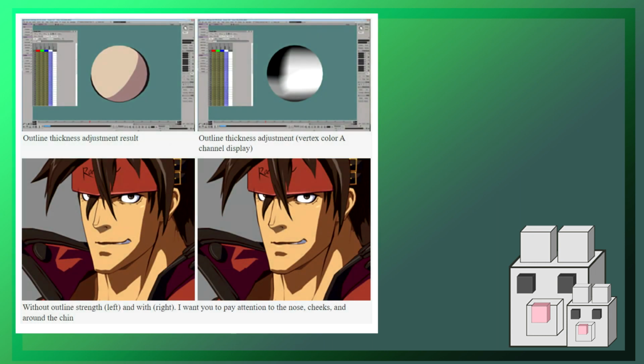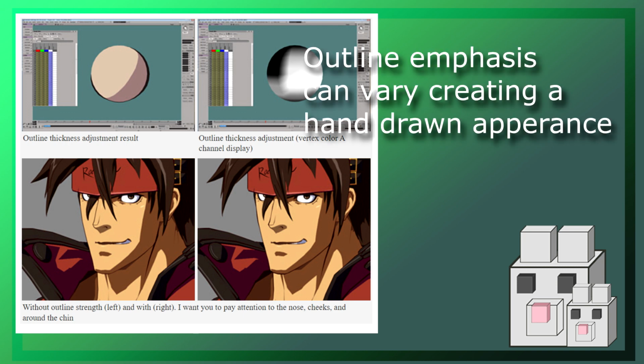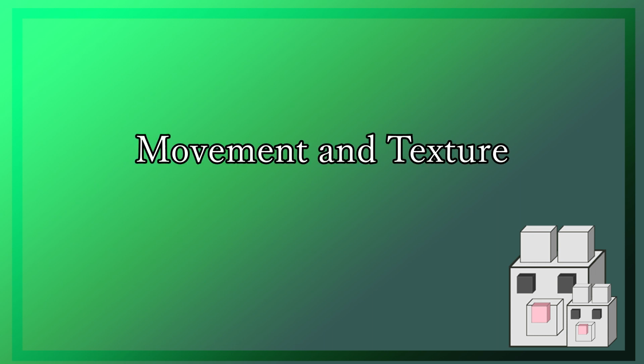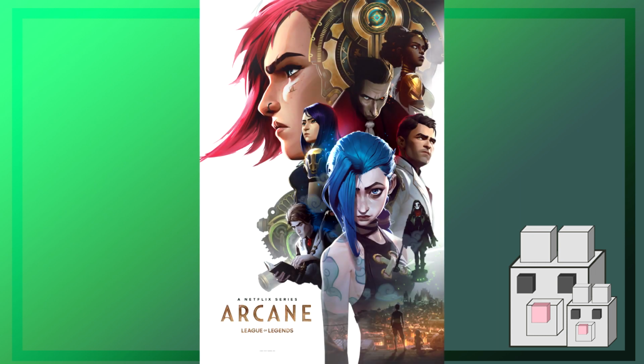Using the shader and adding some outlines, we can gain an appearance that is very toon-like. These outlines can be emphasized whether for dramatic effect or to convey more movement. Speaking of movement, let's move on to movement and texture. We will be looking at the critically acclaimed Netflix series Arcane, based on the League of Legends franchise.